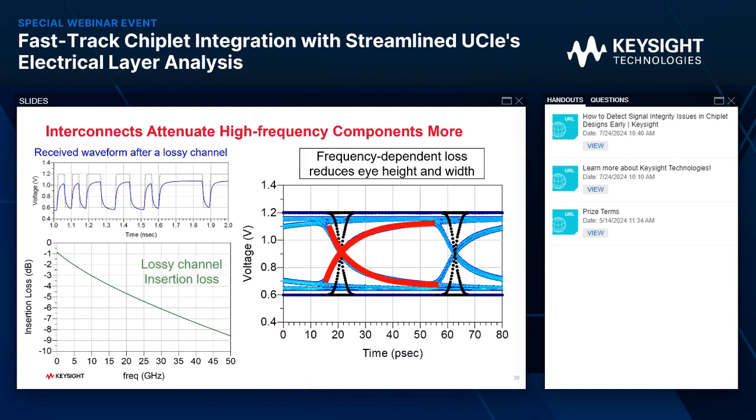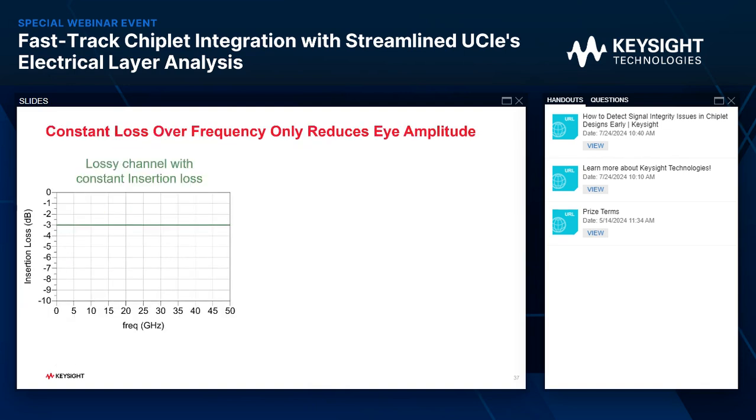Here I have an example of a lossy channel with constant insertion loss across all frequency. And the result is, if we have constant insertion loss, the entire spectrum is reduced the same way. So only the amplitude will be reduced, as shown here.